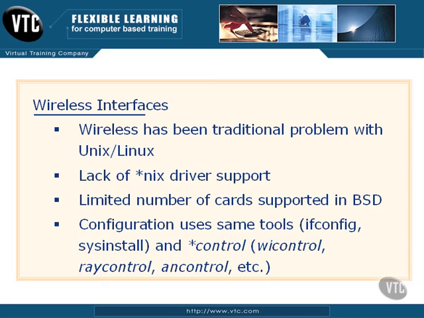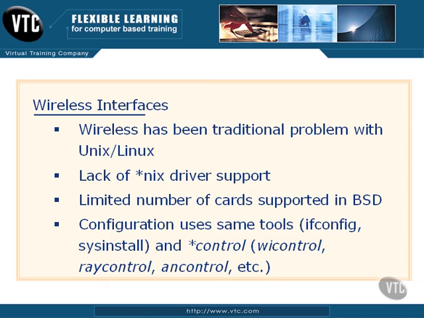But wireless has traditionally been problematic with Unix and Linux, and the reason for this is that when wireless technologies first came out, they were more rapidly adopted and directed at the Windows market. So as a result, a lot of wireless card producers did not put out a lot of cards that had Unix and Linux driver support. Now, there are a limited number of cards supported in BSD, but not that many. There are probably a wider range of cards that are supported by Solaris and Linux.